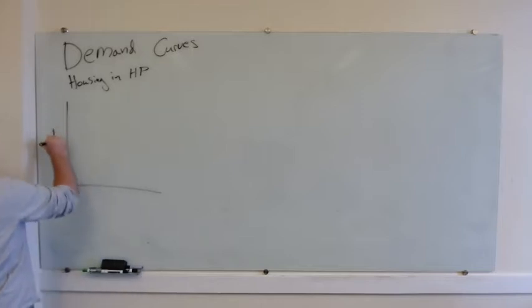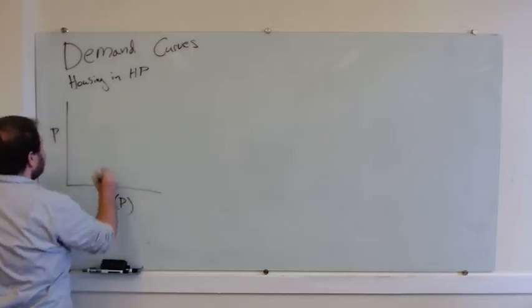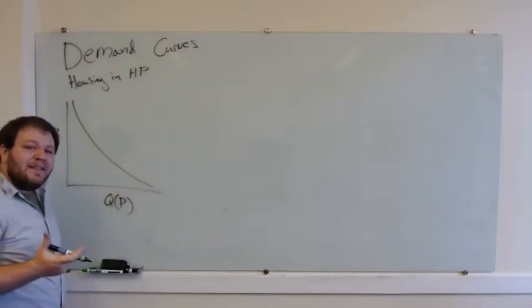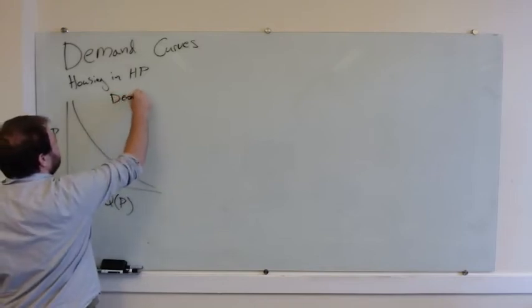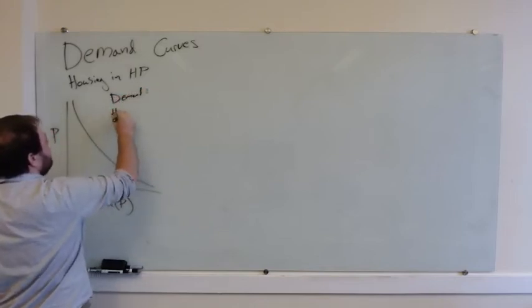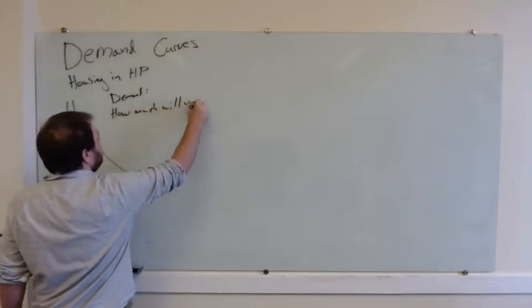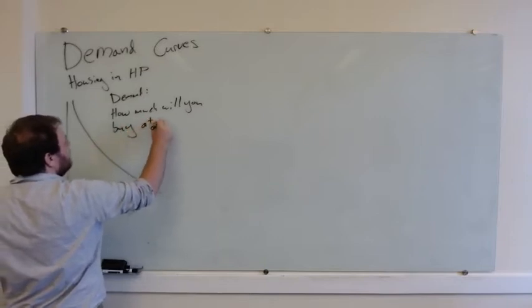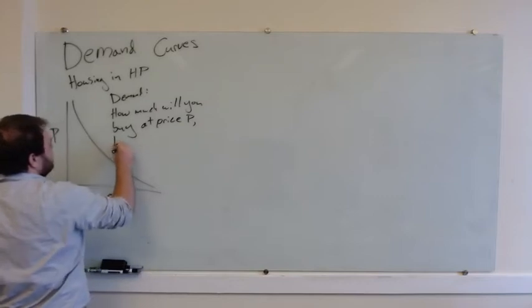And right, as you might remember from 101 and 102, what we mean by a demand curve is essentially a graph that tells you at any particular price, how much will you buy, at some price P, holding everything else constant.